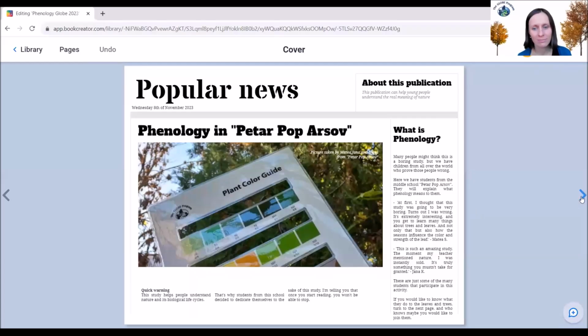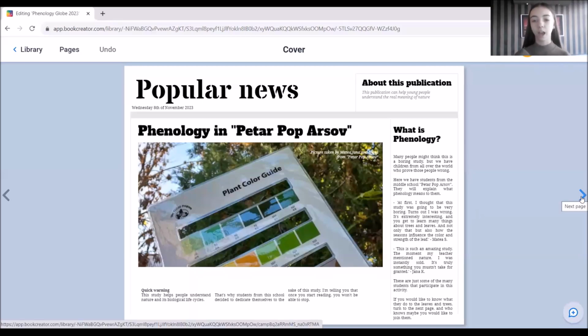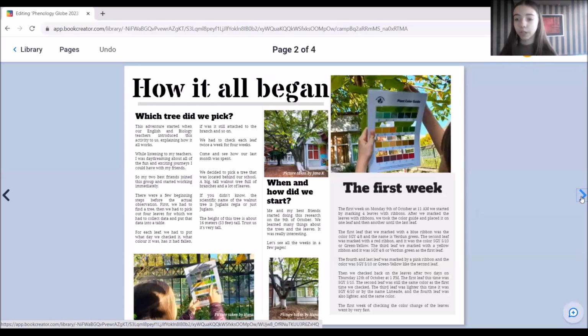Okay. It's basically what phenology is and how all students wanted to explain what it means to them before they even knew what it is. Then it was followed by how it all began, how we chose the tree, which was located behind our school, and how the first week began, which was a very stressful week because we didn't know how exactly everything was going to go. But then it ended up being very fun.